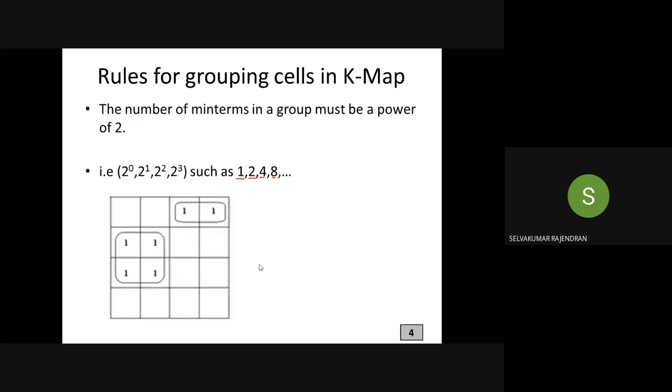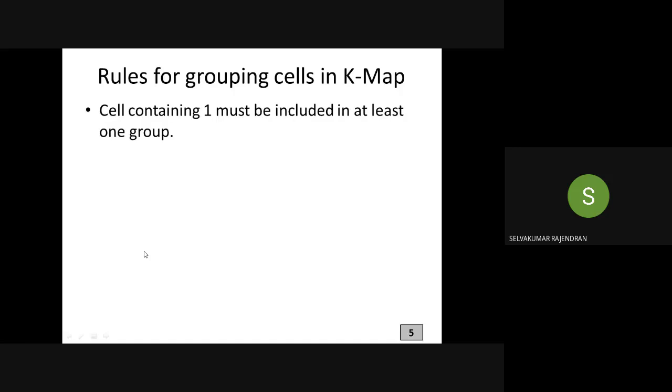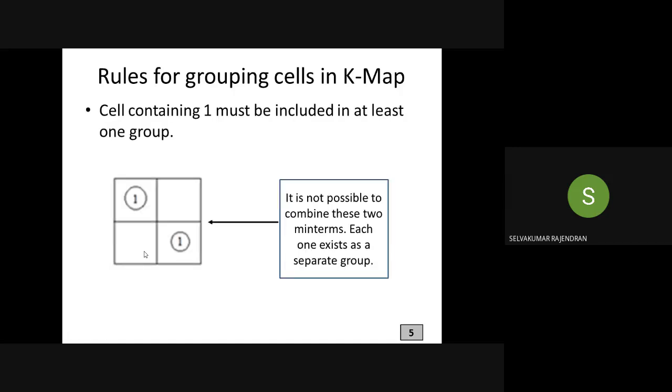This is the example for grouping the number of min terms. Here in this group, we have two min terms, two ones grouped together. Here we have four ones, or four min terms. Then, a group should contain at least one min term, or one one.